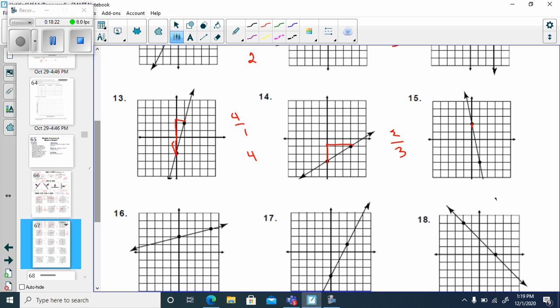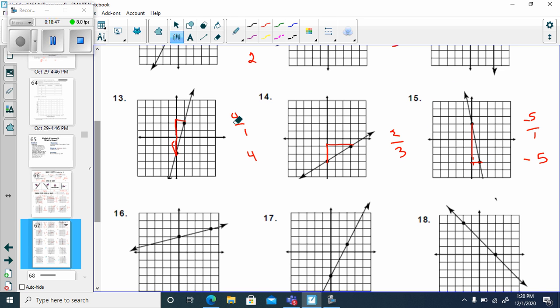Remember, rise over run. We're going down 1, 2, 3, 4, 5. Down 5 and over 1. That's negative 5 over 1. If you divide anything by 1, you don't change it. That slope is simply negative 5, which means every time we go down 5, we go over 1. Okay? And the slope is negative.